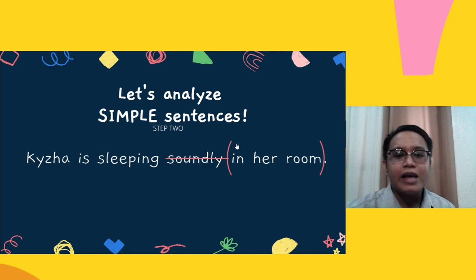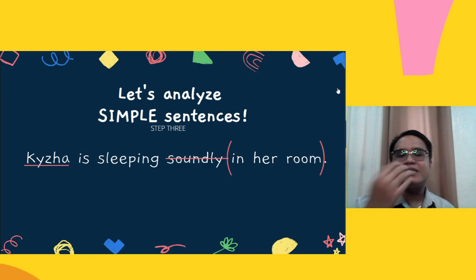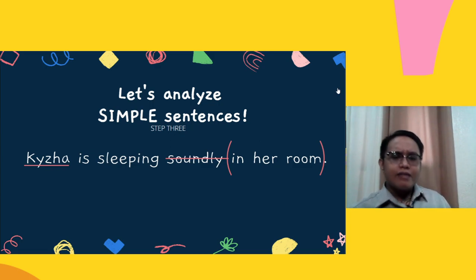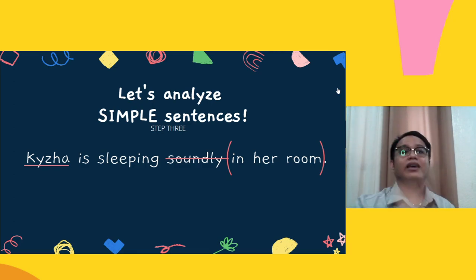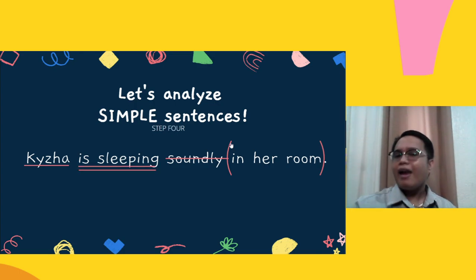So this is what will happen in the sentence. I'm sorry, room is not yet underlined, so the room there should be underlined. Okay? So Keisha is sleeping soundly in her room. And step 4, what's our step 4? We need to underline twice the verb. And what is our verb in this sentence? The verb in this sentence is sleeping. Very good. So we have our analysis here.